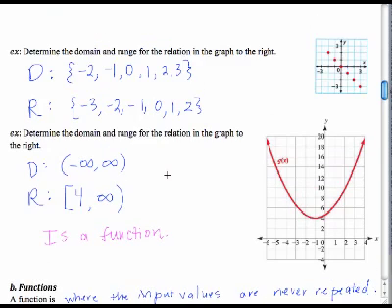Okay, this one, for each x, yeah, the same thing here. For each x value, there is exactly 1 y value, for each x that's in the domain. So this one is also a function. Sometimes I write function shorthand like that, fn.